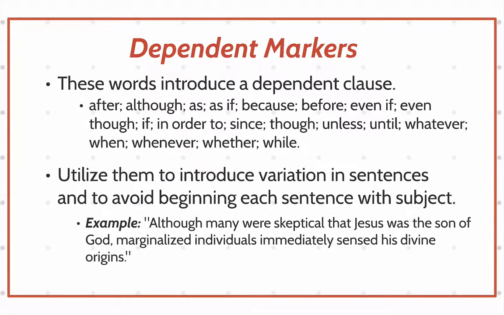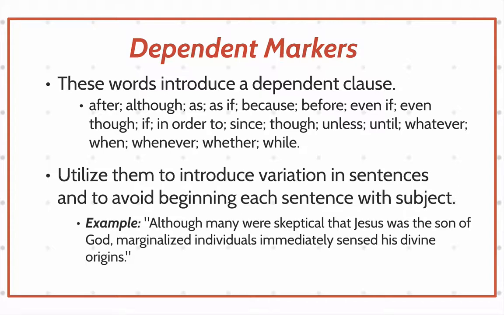We also have something called dependent markers, and these are the words that introduce a dependent clause. And this is a way that you can use certain terminology, certain words to introduce variation in your sentences. So these would be words like after, although, because, unless, whatever, whenever, whether. So these introduce variation. So here's an example that you might write from this week's reading from the New Testament.